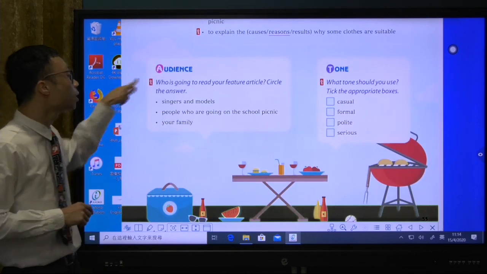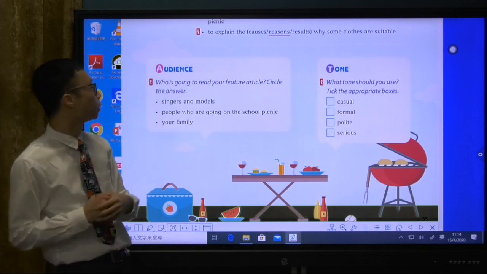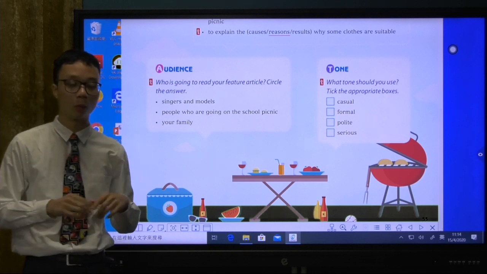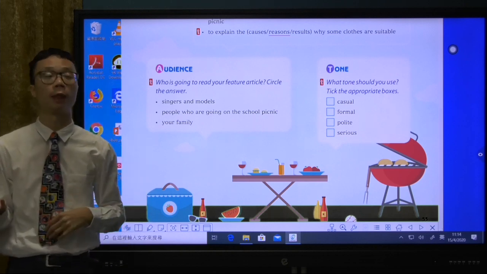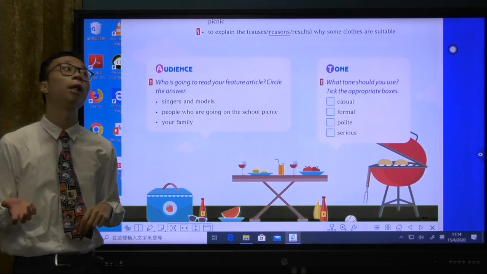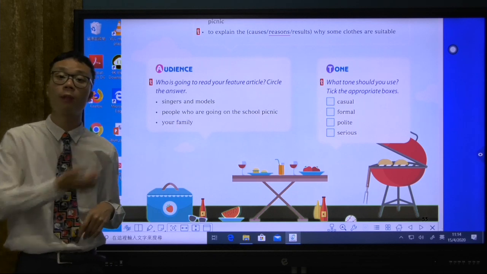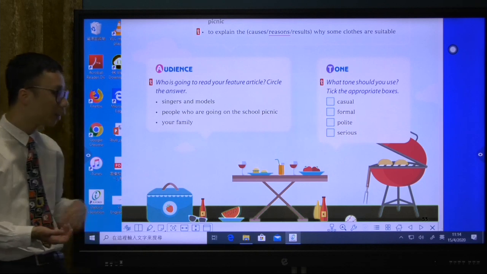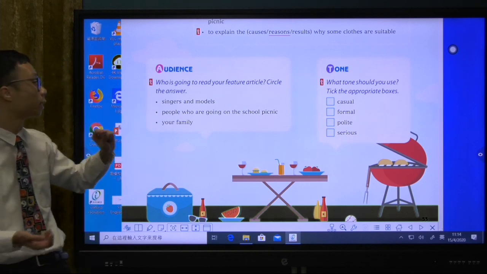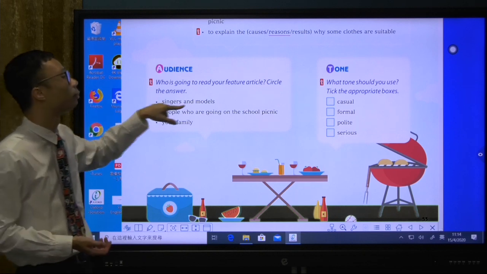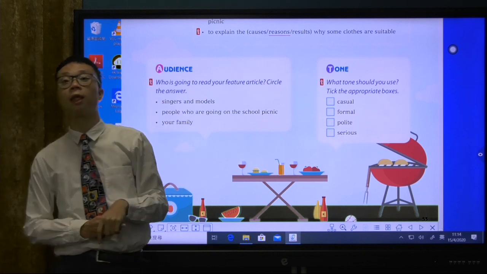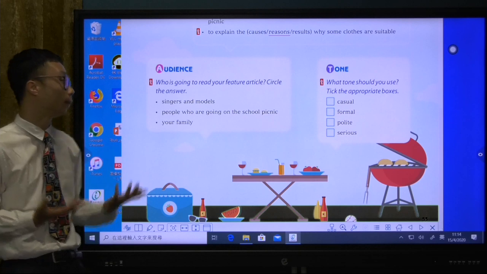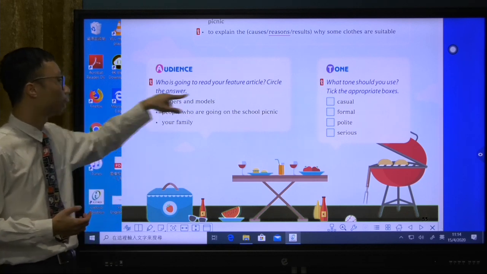And then next one: who is going to read your featured article? Circle the answer. What is this article, and where is it going to appear? Is it on a regular newspaper? Do you think you would find your article on Rainbow Daily? Well, if you read above, it's a school newsletter. Do you think singers or models will read your featured article? If you're talking about singers or models from your school, maybe, but these are not the likely answer.